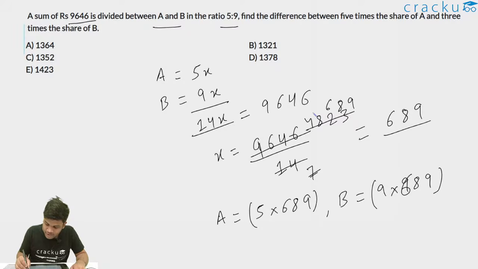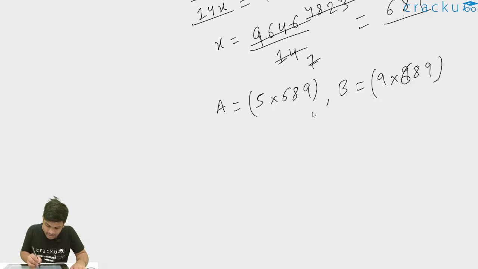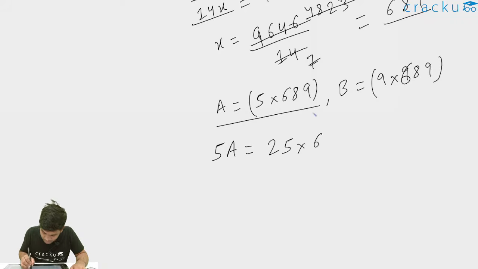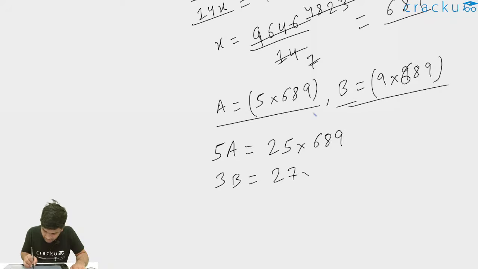Now we have to find the difference between 5 times the share of A and 3 times the share of B. So A is 5 into 689. So 5 times the share of A will be 5A, so it will be 25 into 689. Share of B is 9 into 689. So 3 times the share of B will be 3B, which is equal to 27 into 689.